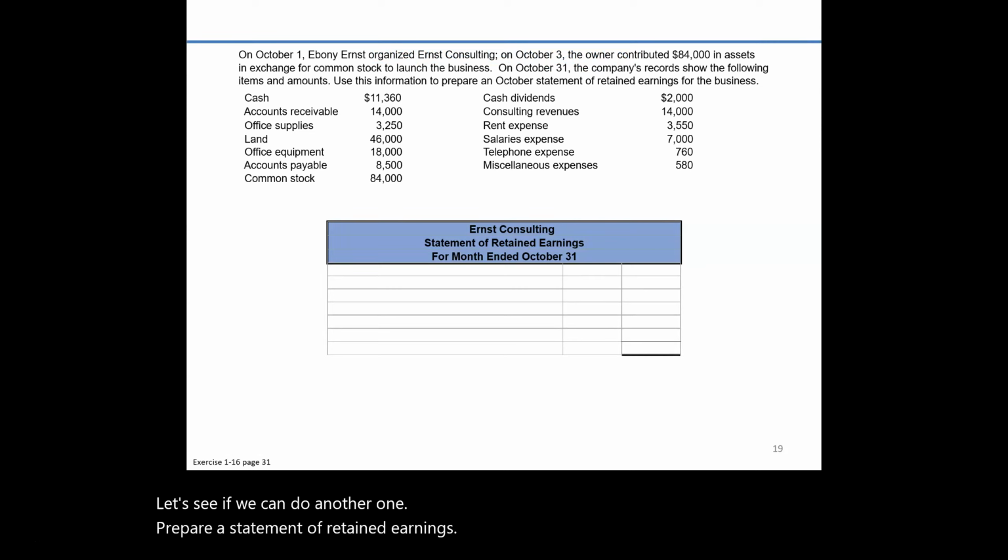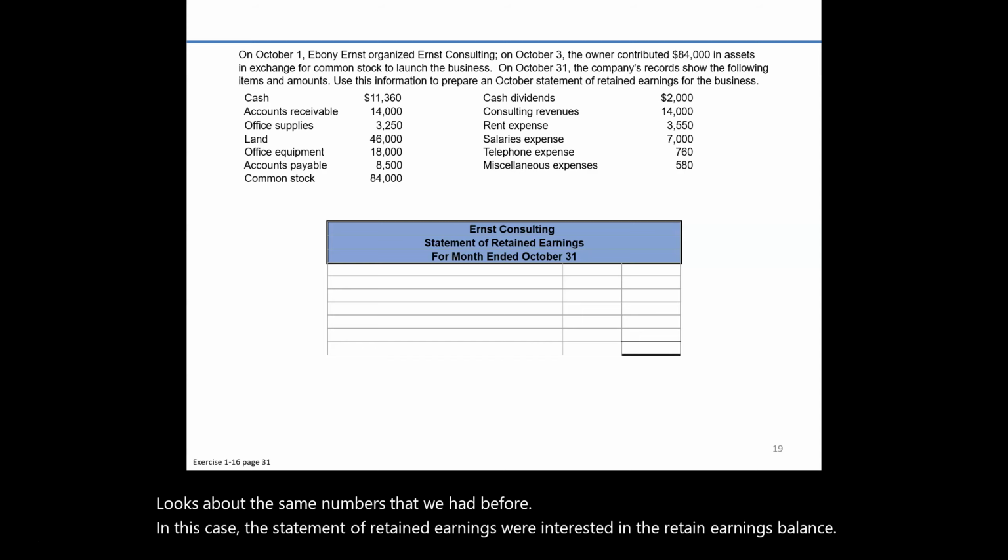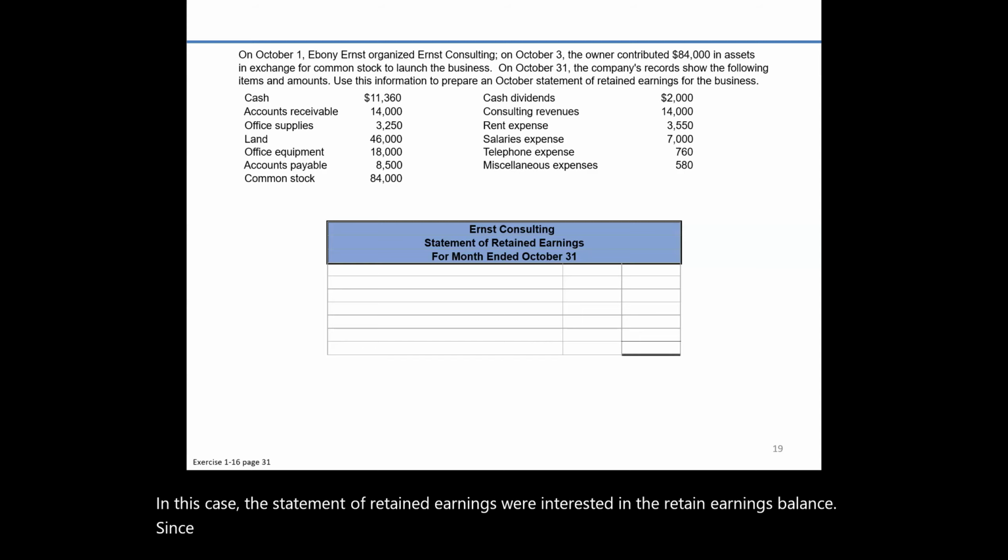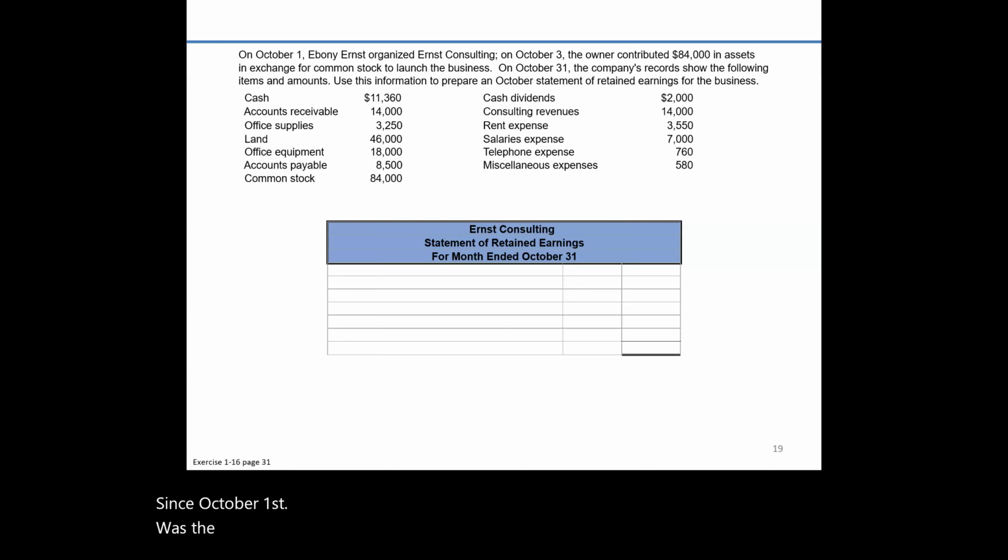So we have the same company, same contribution. Looks about the same numbers that we had before. In this case, the statement of retained earnings, we're interested in the retained earnings balance. Since October 1st was the organization date, prior to October 1st, the company did not exist. So therefore, the retained earnings balance on October 1st was 0.